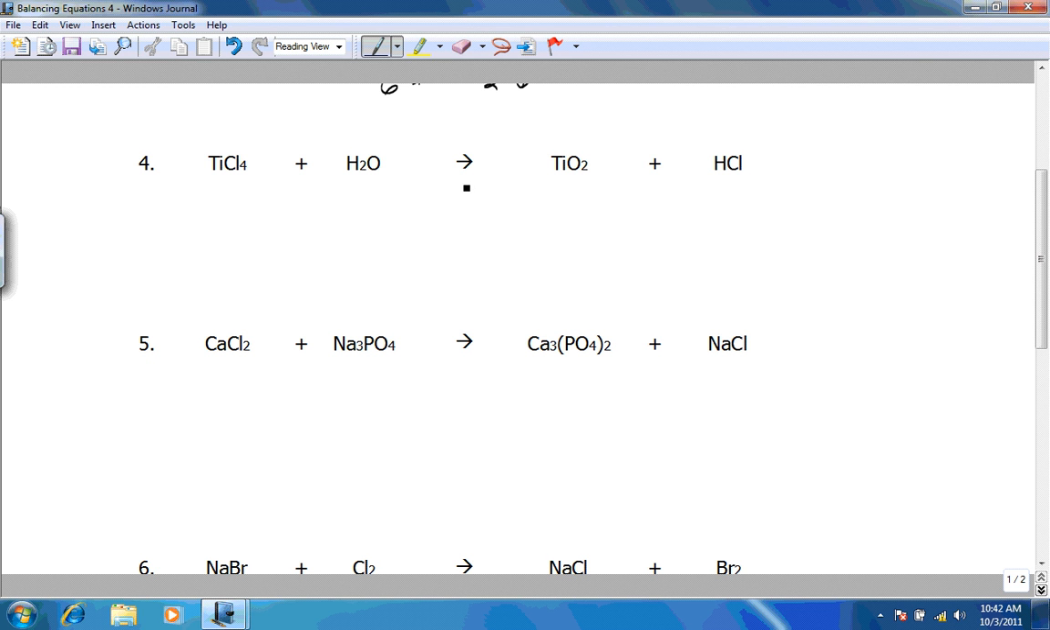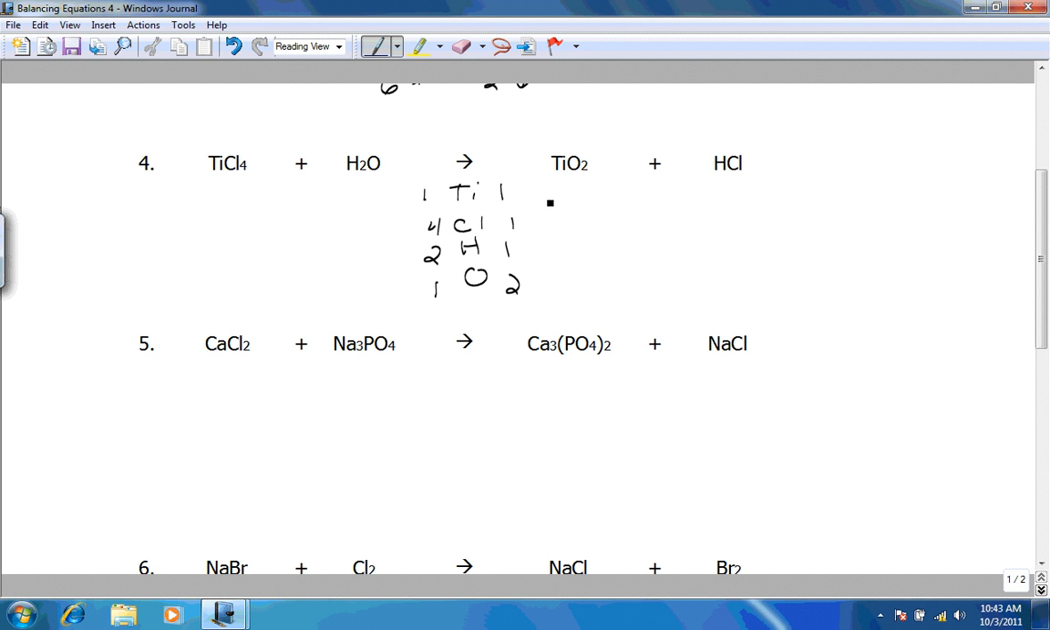Number 4, we have titanium, chlorine, hydrogen, and oxygen. 1 titanium on the left and 1 on the right. We have 4 chlorines and 1 on the right. Hydrogens, we have 2 hydrogens on the left and 1 on the right, and 1 oxygen on the left and 2 on the right. Titaniums are balanced.